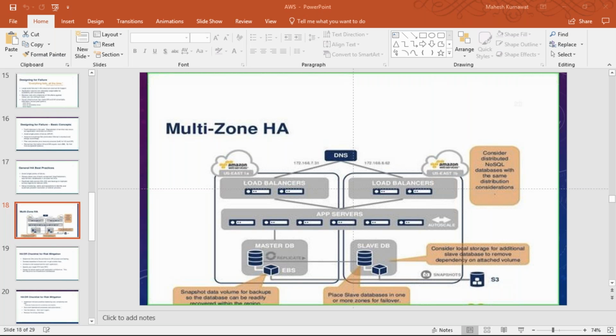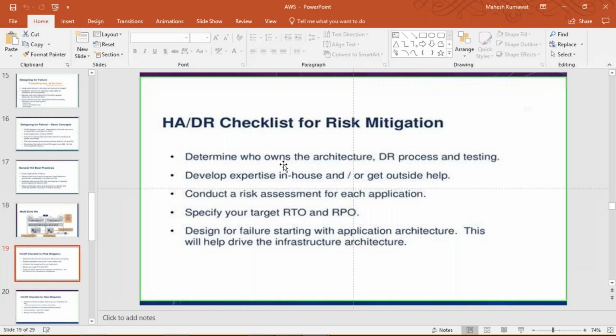Okay, so HA and DR. HA is high availability, and this is the disaster recovery checklist for risk mitigation. Determine who owns the architecture, the disaster recovery process, and testing. It depends on your company, your processes, and your standard policies, on who creates the architecture and who does the process and testing. Develop expertise in-house and get outside help. Conduct a risk assessment of each application, specify your target RTO and RPO, and design for failure, starting with application architecture. This will help drive the infrastructure architecture.